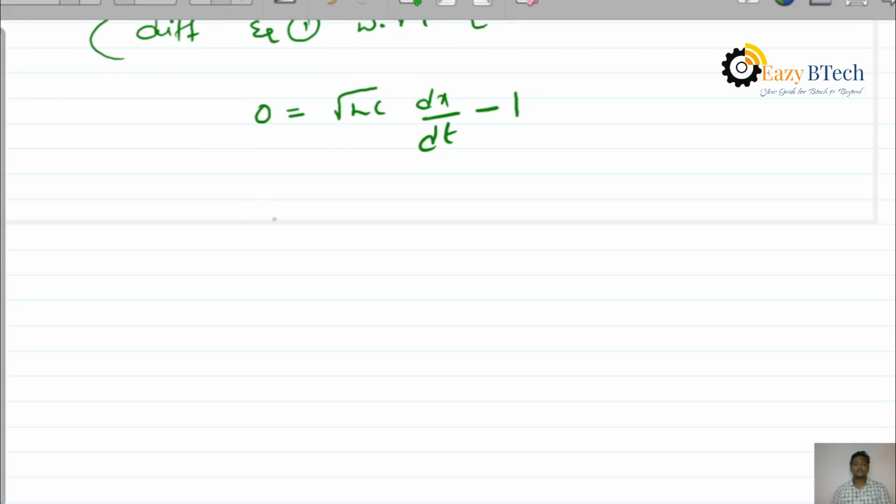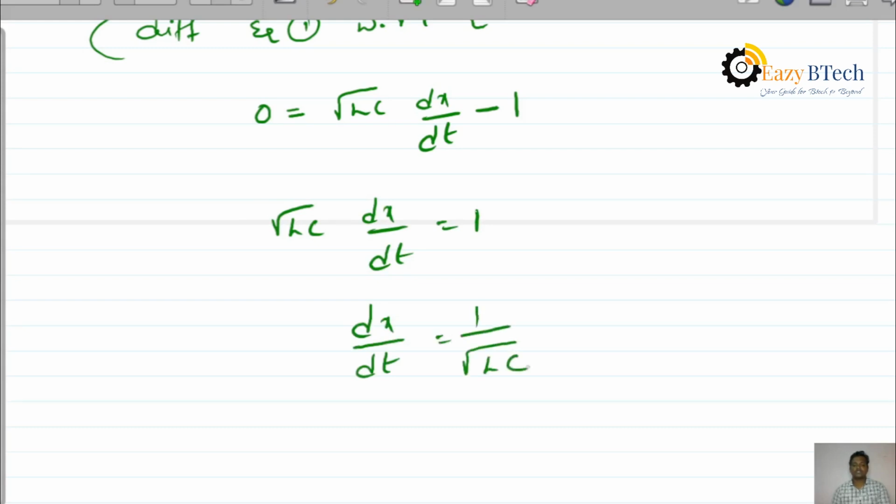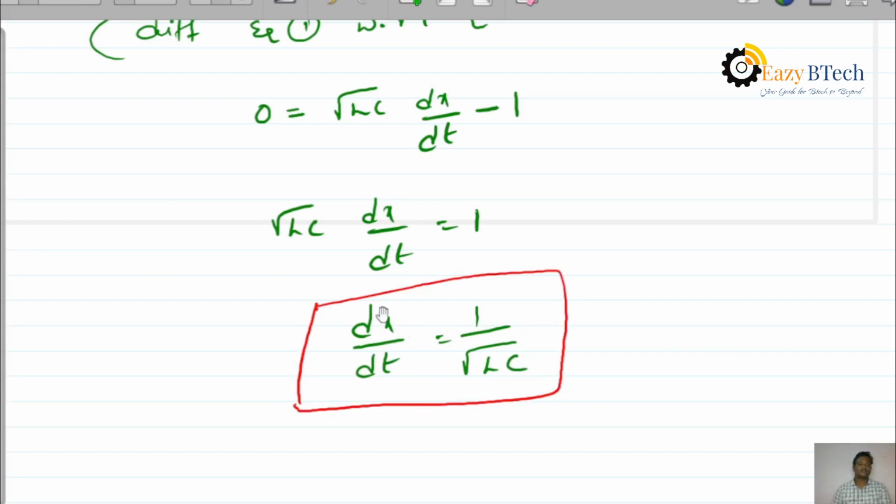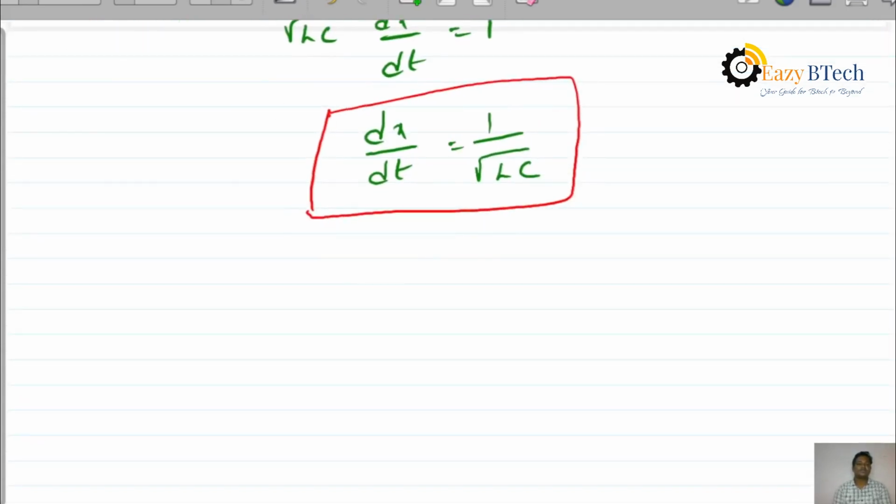From this equation, root LC dx by dt equals 1. From this, dx by dt equals 1 by root LC. Finally, you get dx by dt equals 1 by root LC. What is this dx by dt?